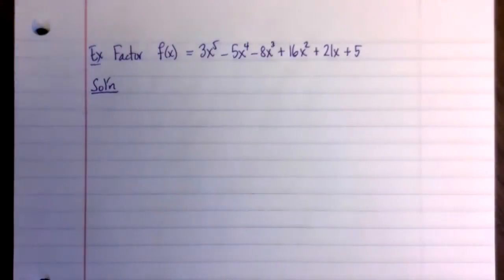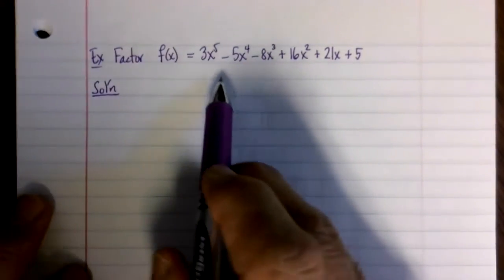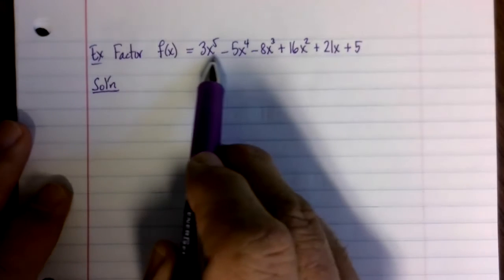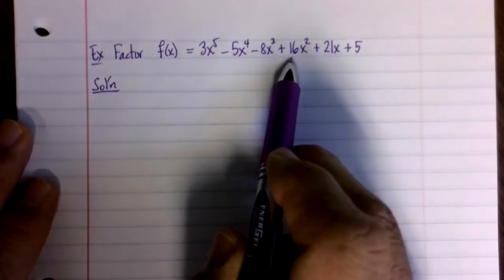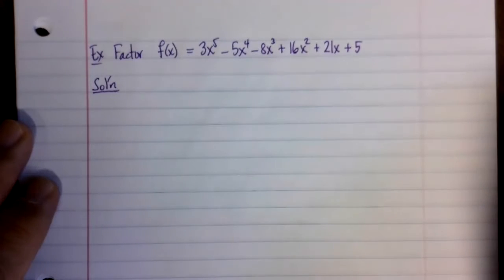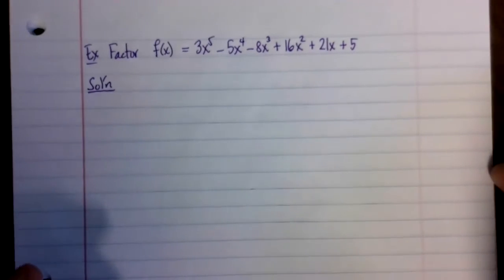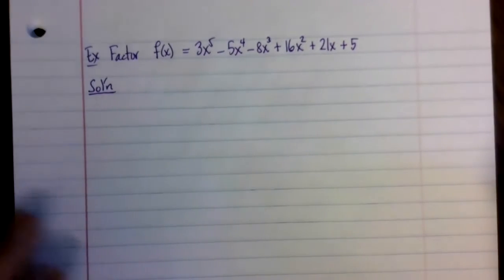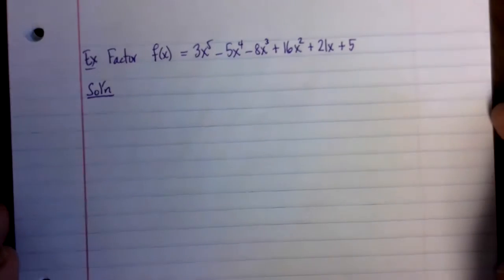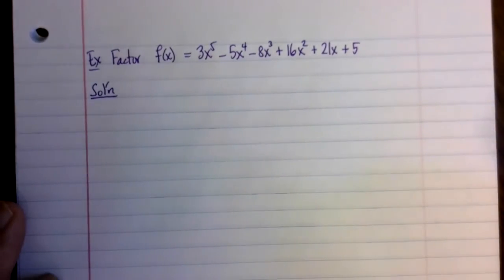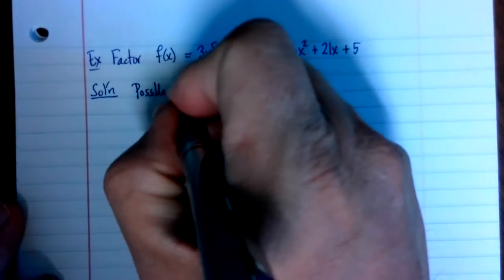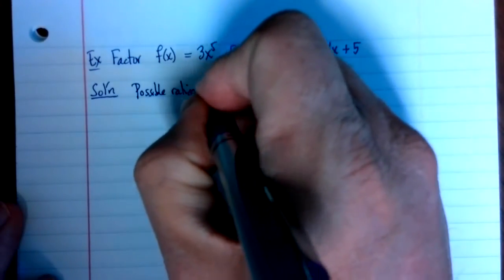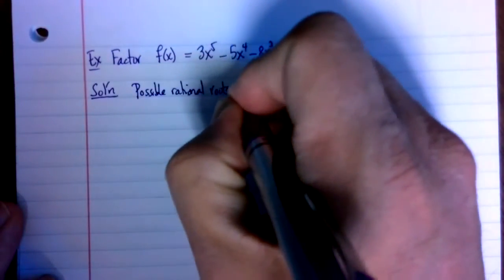Let's take a look at the factorization of this quintic polynomial, fifth degree: 3x^5 - 5x^4 - 8x^3 + 16x^2 + 21x + 5. There actually is no formula that generally factors every single quintic polynomial, and so we must resort to the techniques taught in pre-calculus. So first thing we'll do is identify the possible rational roots in the hopes that at least one of these might work.